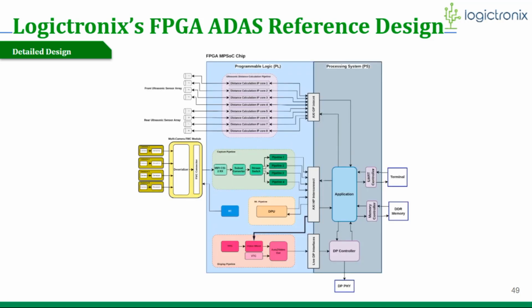Okay, here you see a full functional view of the design, and it again shows the PL part and PS part. In the PL part we will have the ultrasonic distance calculation pipeline, capture pipeline, machine learning pipeline, and display pipeline, while in the processing side we will have the application running over the ARM Cortex, also called the application processor unit.